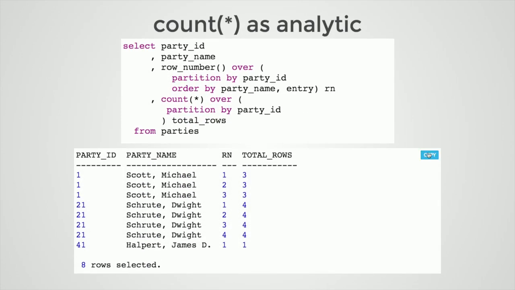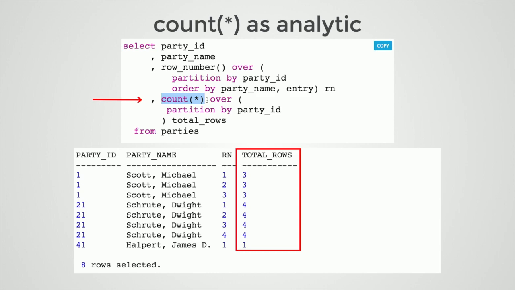This is important because we can now identify the first row, but I got one slide ahead here. I'm adding here a count analytic function. So this one doesn't require a group by. This query is perfectly syntactically correct. It does not require a group by. That count is grouping by that partition of party ID. So we get 3s for Michael, we get 4s for Dwight. Okay? So that's another powerful analytic function.